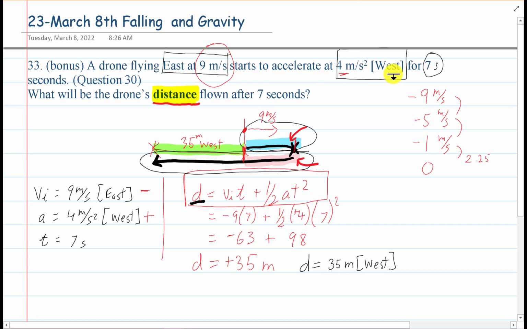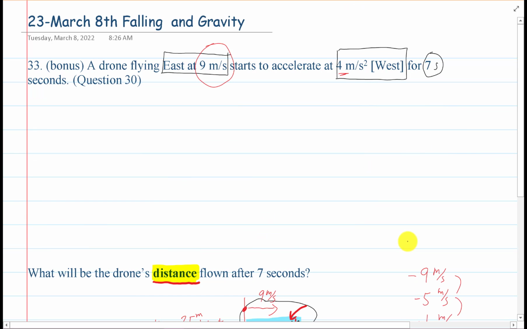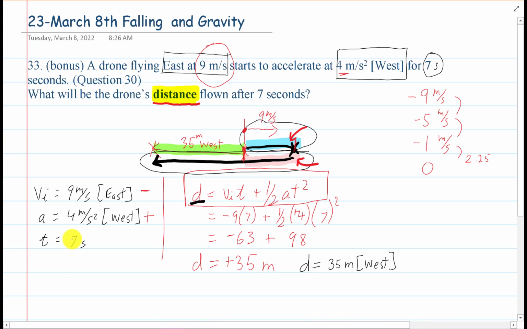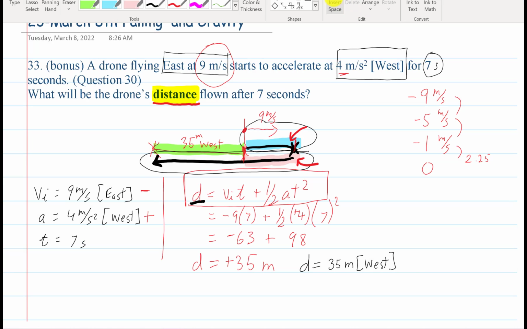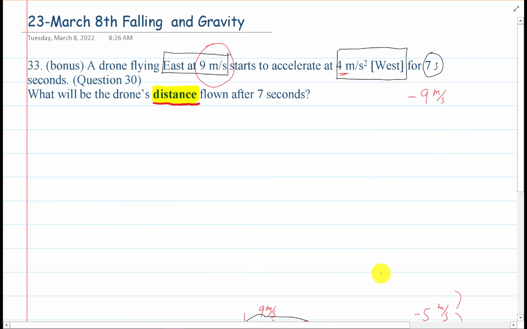Let's show you how to do it. Okay, so we understand now that it starts here, it goes to a stop, and then it goes all the way back this way. So these are distances. So we have to consider both of them.